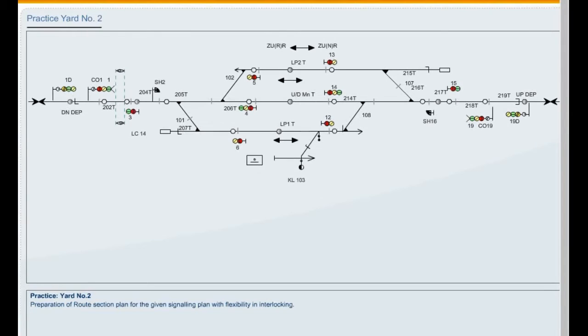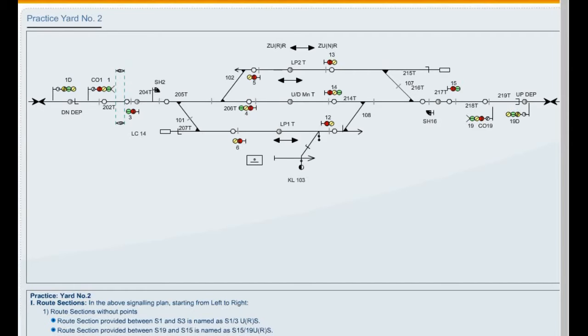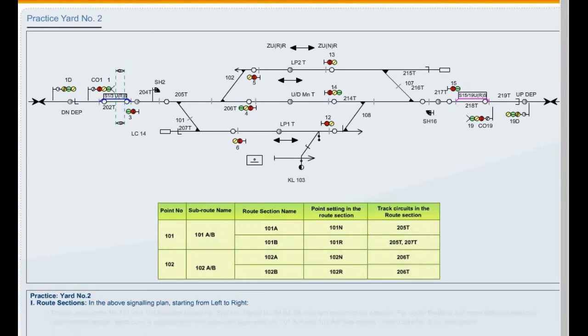Number 2. Preparation of route section plan for the given signaling plan with flexibility and interlocking. Route sections. In the above signaling plan, starting from left to right, route sections without points. Route section provided between S1 and S3 is named S1 by 3 URS. Route section provided between S19 and S15 is named S15 by 19 URS. Click on case number 8 for explanation.